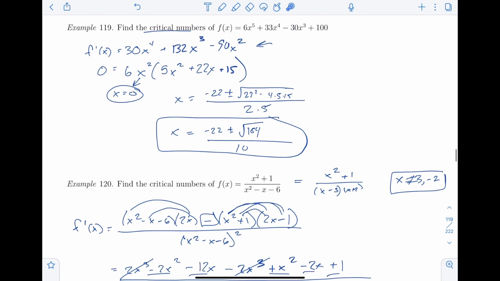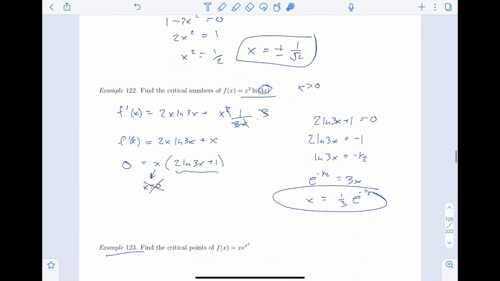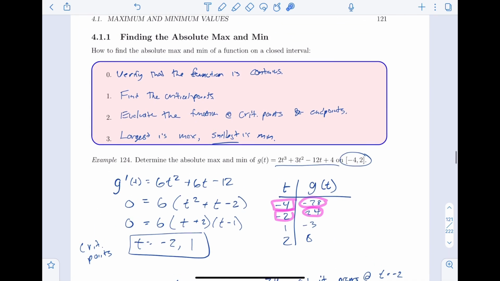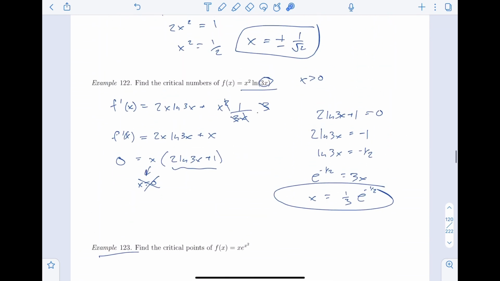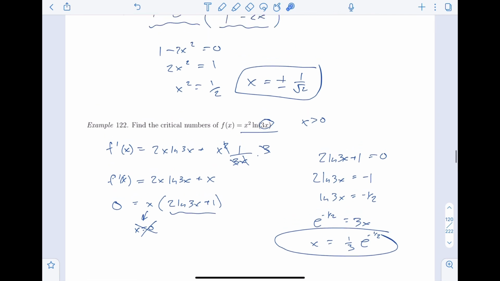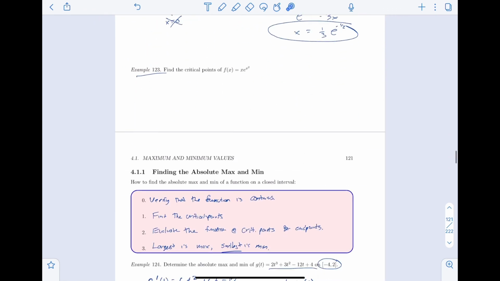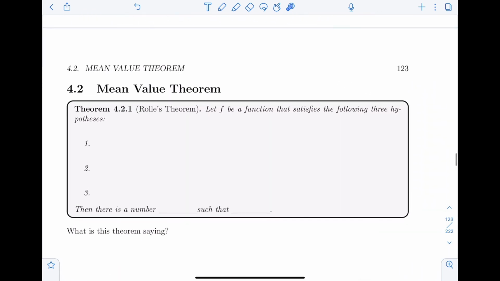Then we did a bunch of examples of finding critical numbers for functions, and then we used those critical numbers to find absolute maxes and mins. Later on, we will determine how to use critical numbers to find relative maxes and mins. So that'll be in a later section, okay? The next thing we're gonna do is going to be talking about the mean value theorem, and I'll see you then.